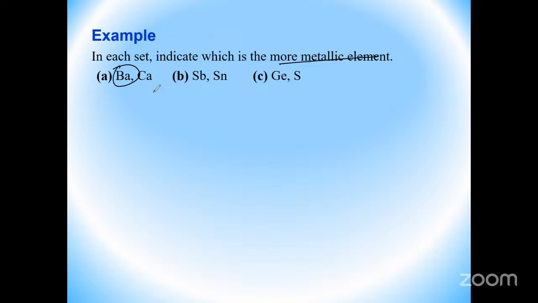Okay, what about antimony and tin, Sb and Sn? Now, in this case, you're looking at trends going across a period, and it becomes less metallic as you go from left to right of any period. Sn is more metallic. Oh, okay, very good.